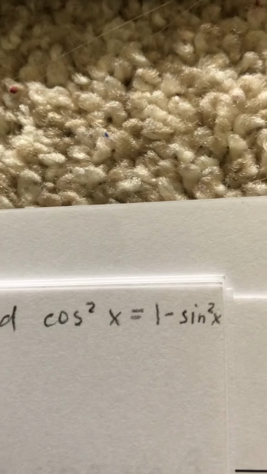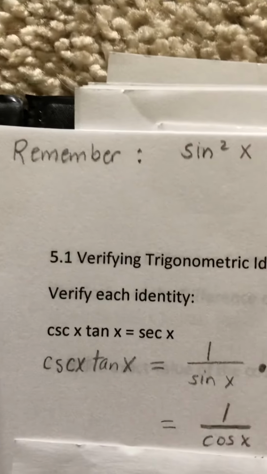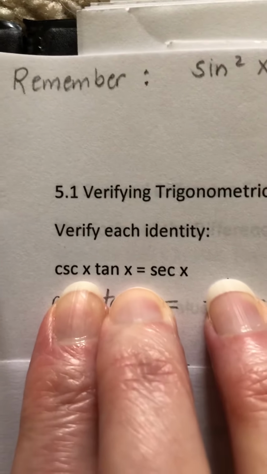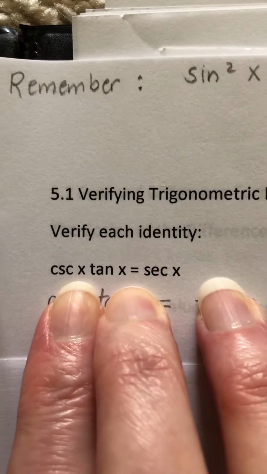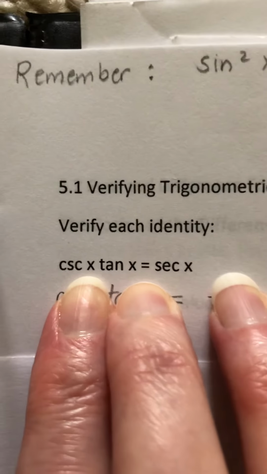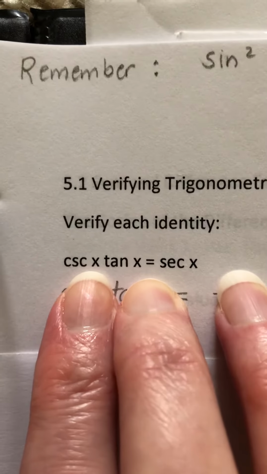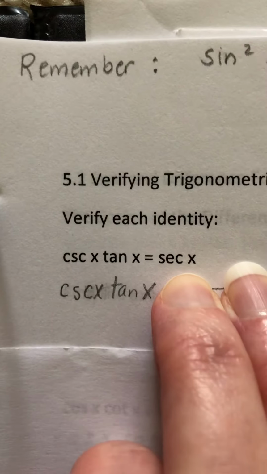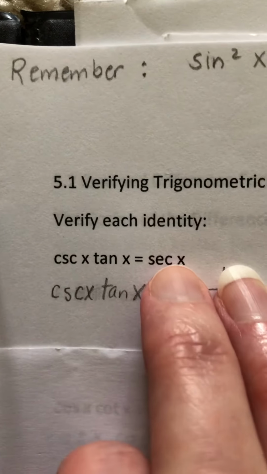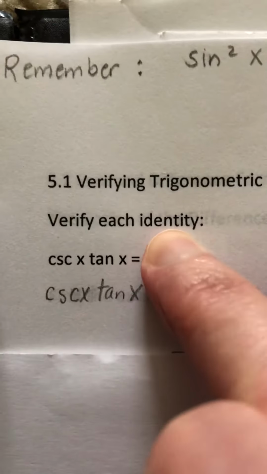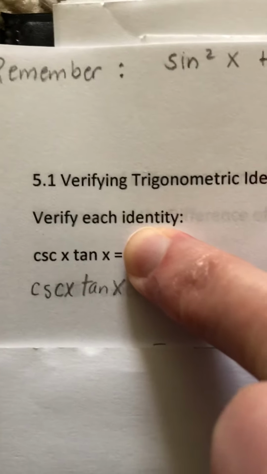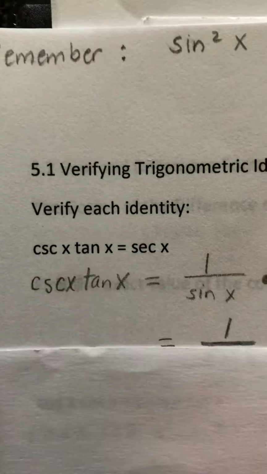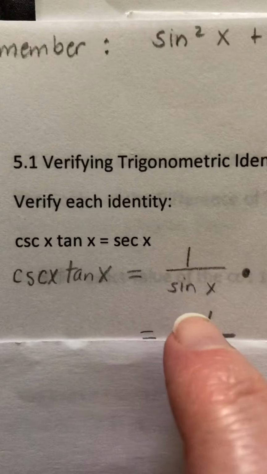Verifying trigonometric identities is all about showing your work. So if we want to verify an identity like cosecant x times tangent x equals secant x, what you want to do is start with the left-hand side of the equation and rewrite it. But I'm not going to rewrite secant x until the very end. So I'm going to start with this, and I'm going to replace what I know here with equivalent things.